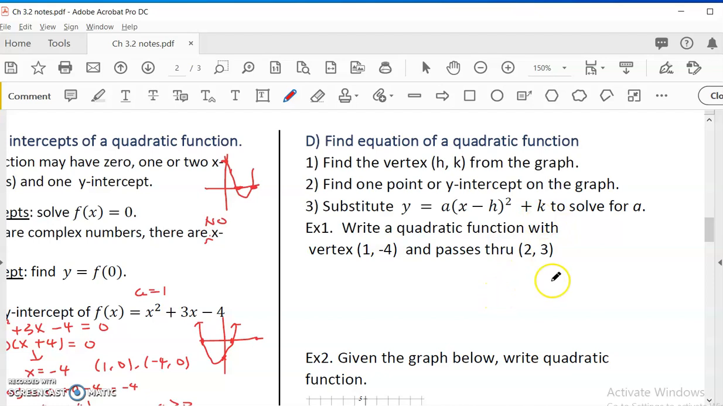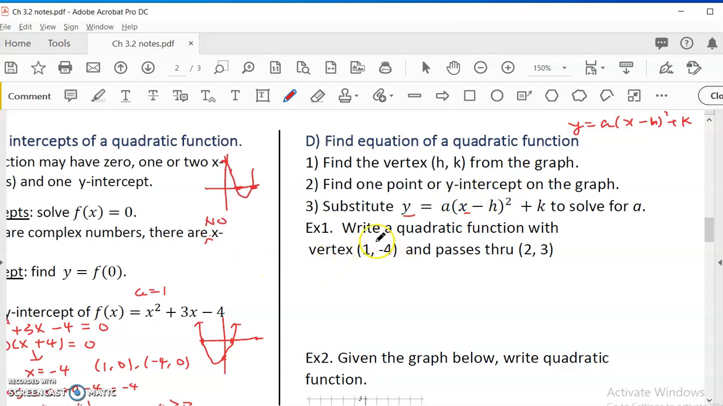The next thing is the reverse. If someone gives you a graph or some information from the graph, like what points it has and what the vertex is, can you write the equation, relating the equation with the graph? The way you do it is you find the h, k, the vertex, because your template is always y equals a(x minus h) squared plus k. If you know the vertex, you almost know the whole thing except for a. So how can you find a? You find one more point and plug in x and y to solve for a.